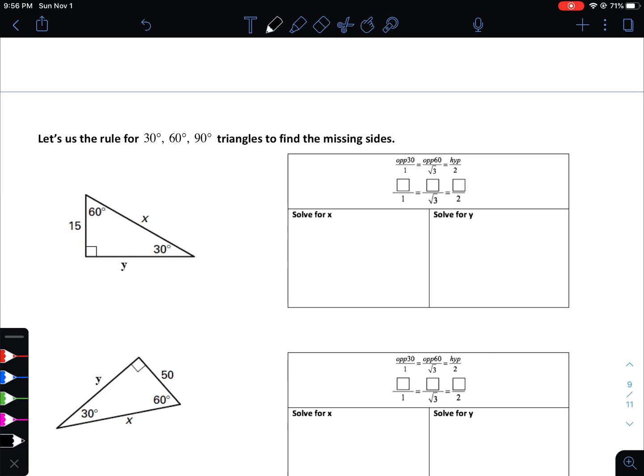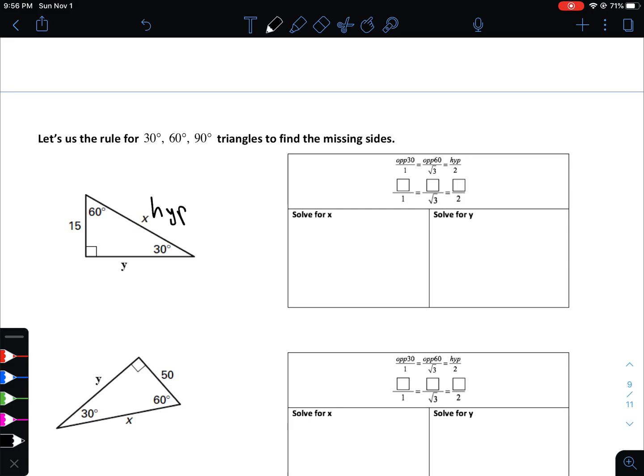Notice that we also have a proportion set up similar to what we did in the previous video, where we're going to say that opposite our 30-degree angle divided by 1 must be equal to opposite our 60 divided by square root of 3, and that has to be equal to our hypotenuse all over 2. So let's first make sure we can identify which sides are which, and we'll plug them into that proportion.